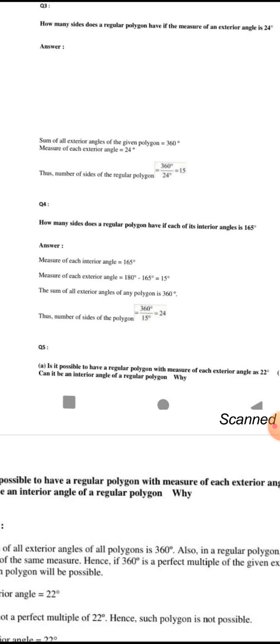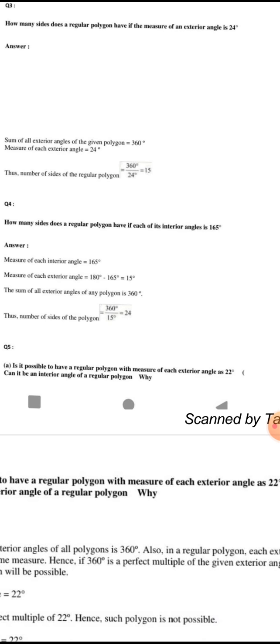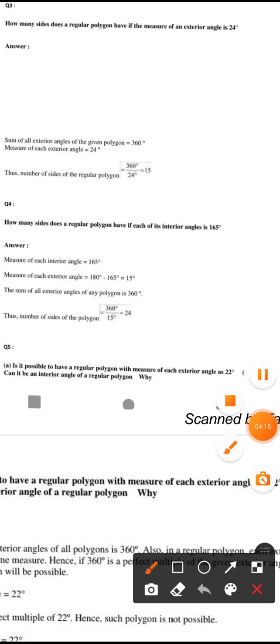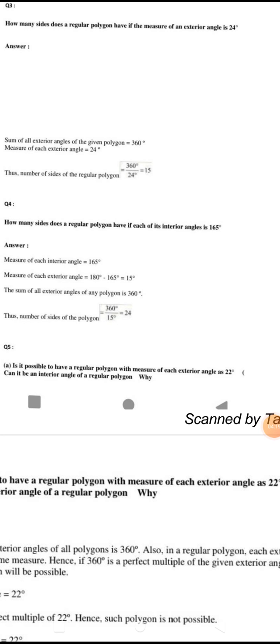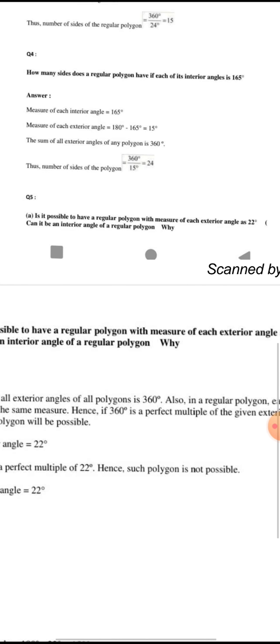Now go to question number 4. Question number 4 is as usual the same. We have to find 360 degrees divided by this 165. As we did in question number 3, question number 4 is also done. Do it on your own, it's similar. Now see question number 5.